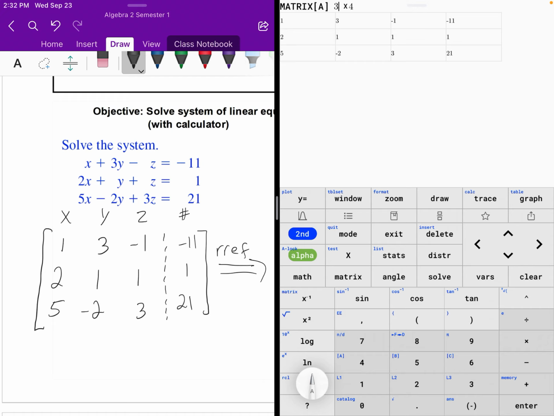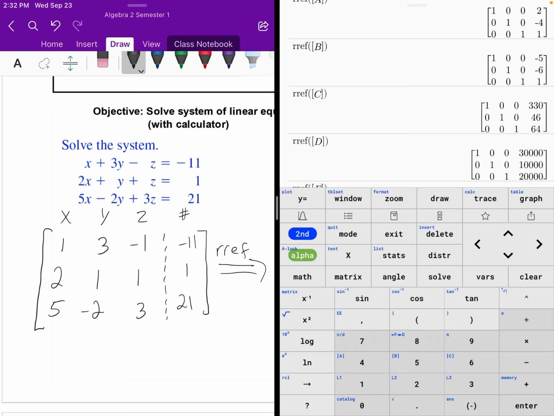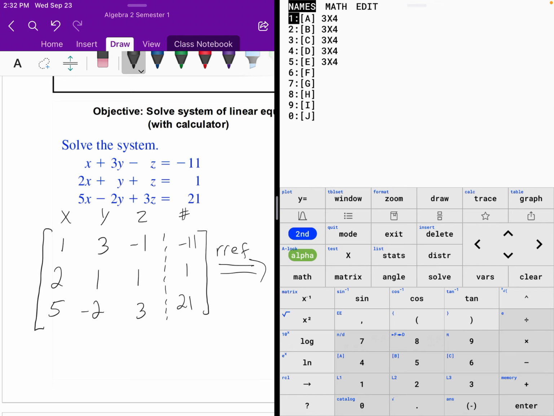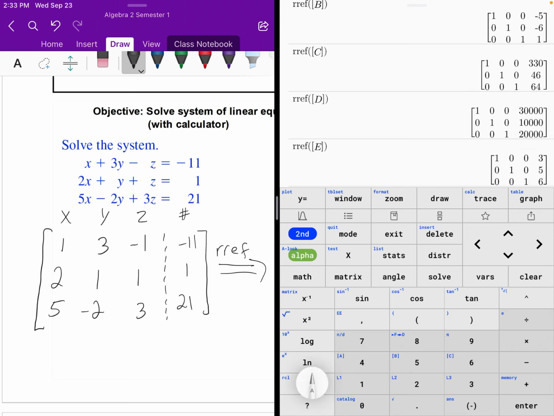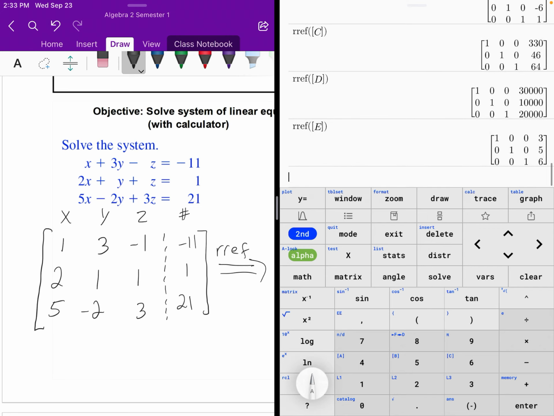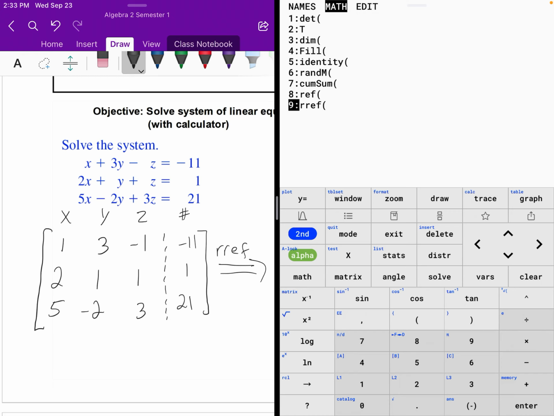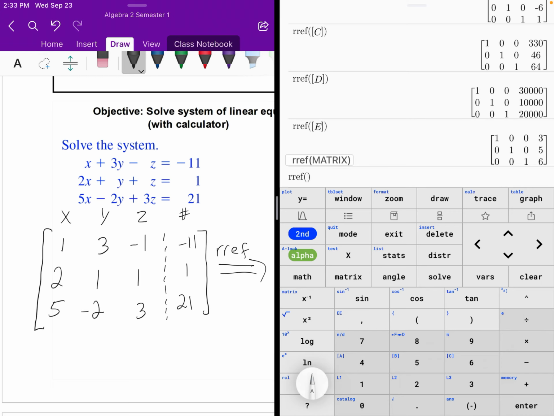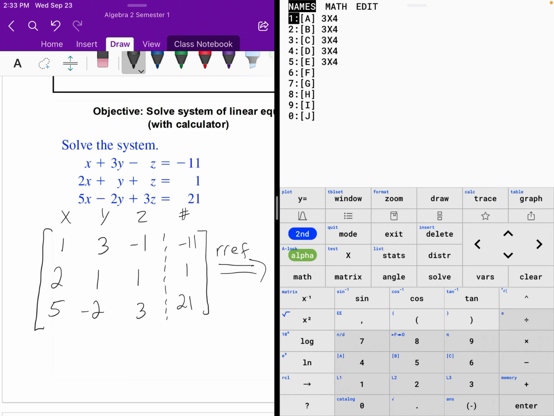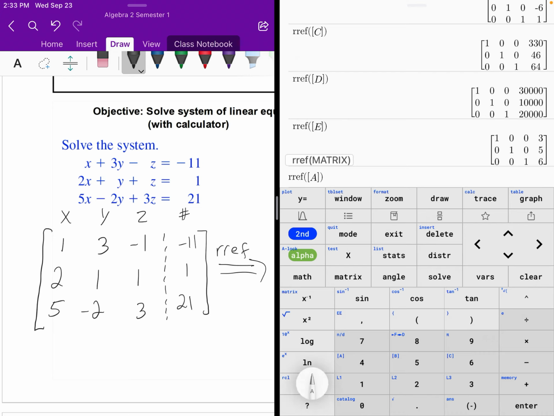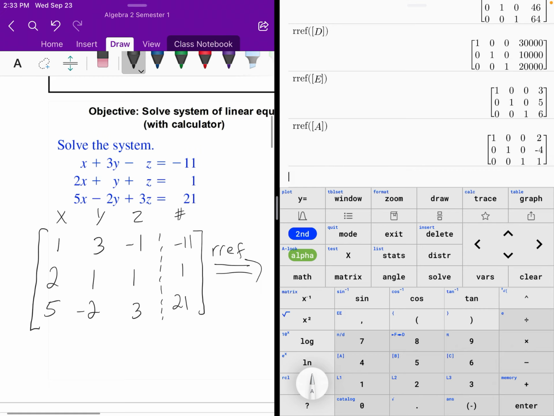Now, once you have that entered in, go back to the main menu, and we're going to go back into that matrix menu. Now we actually want to do something, so we're going to go over to math, and we're going to do that RREF. Now we need to bring in that matrix that we entered. I put it into matrix A. So under names, matrix A, I want to find the reduced row echelon form of A, and we hit enter. And there we have it.